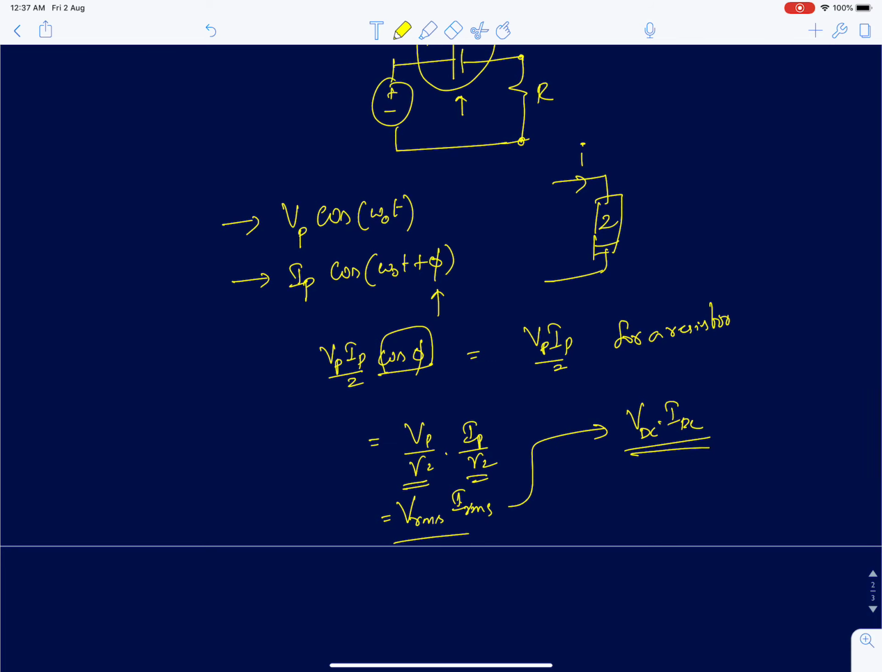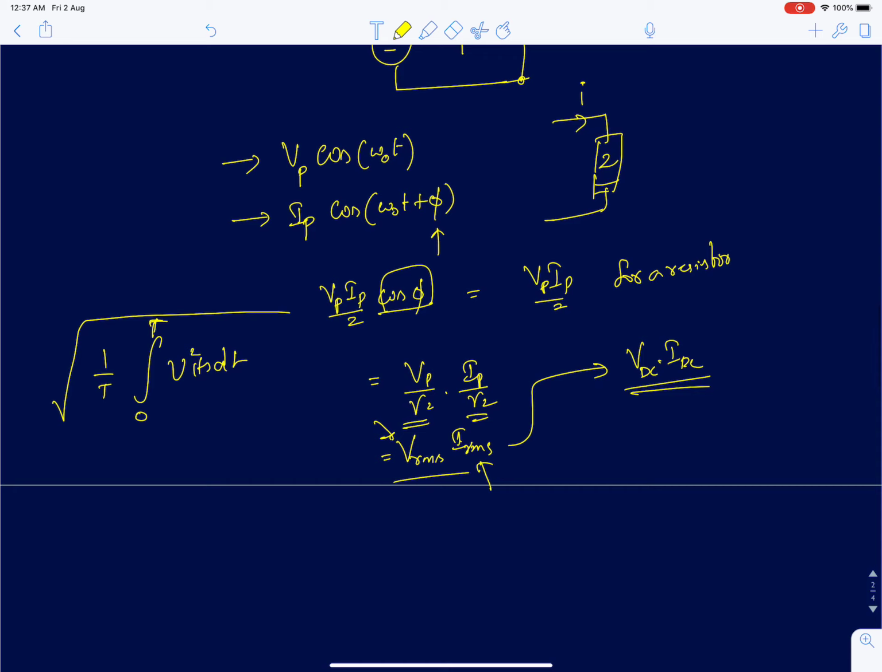Okay, so for an AC signal we define two terms called RMS. For an AC voltage we define Vrms, and similarly we can define Irms for a current source. RMS is nothing but the root mean squared value. So you square the signal, compute the average in a single cycle for a periodic signal, and take the root of this. So this is going to be your RMS value.